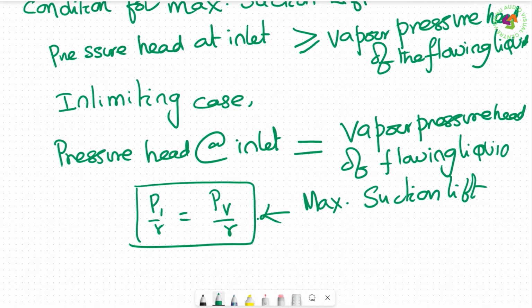But if the pressure head at the inlet is less than the vapor pressure of the flowing liquid, the first problem you get is that the cavitation process starts. When the cavitation process starts, the impeller gets damaged. When the impeller gets damaged, the efficiency of the pump falls drastically. So that is why the maximum suction lift should be such that the pressure head at the inlet of the pump is equal to the vapor pressure head of the flowing liquid.